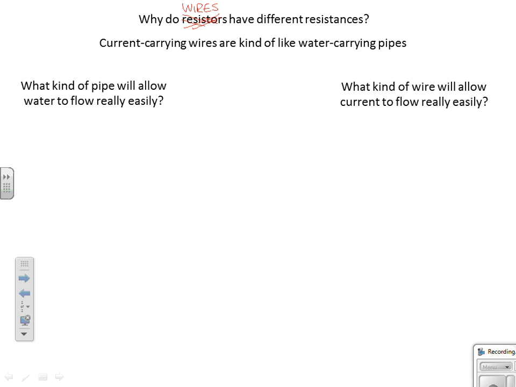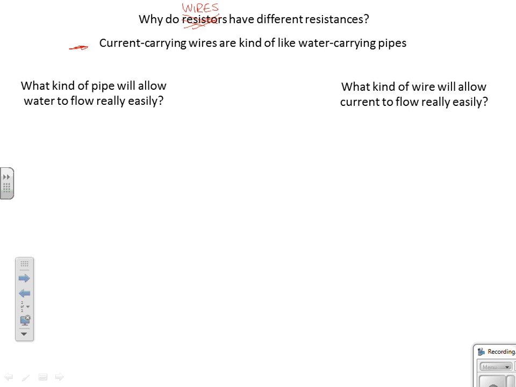Because literally, if you smash one of those resistors open, you take a bowling ball and you smash it, it's just covered in some ceramic stuff. But inside, there's just a whole bunch of wire. All right? So the question is, apparently different wires have different resistances. Okay? Well, why is that? Well, it's kind of like for this reason, because current-carrying wires are a lot like water-carrying pipes.